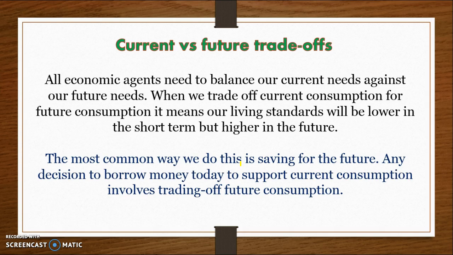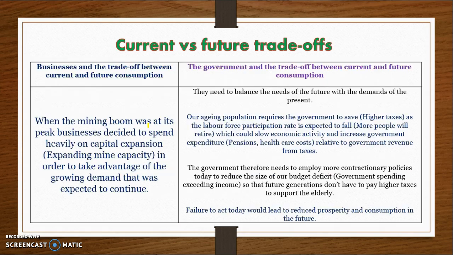So all economic agents have to make choices which can sometimes balance out sacrificing the future for the current or vice versa. So we need to make trade-offs between current consumption and future consumption. It can mean that our living standards are lower in the short term, but can be benefited in the long term. One common trade-off is whether we choose to save or spend in the short term. Any decision to borrow money today to increase our consumption may reduce future consumption. So here are some examples of the current versus future trade-offs.